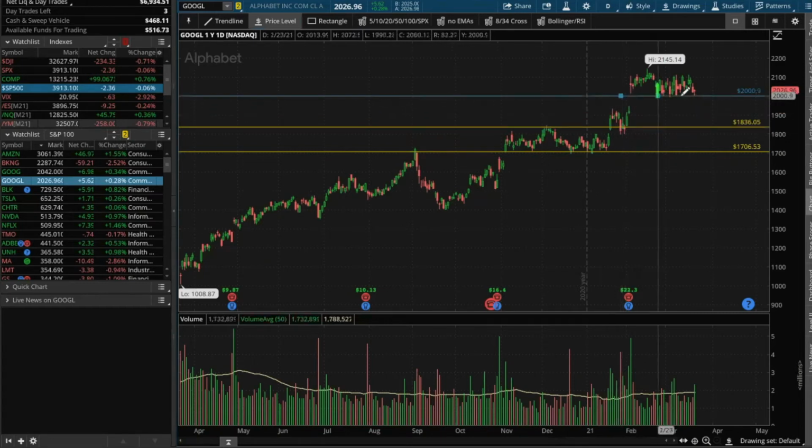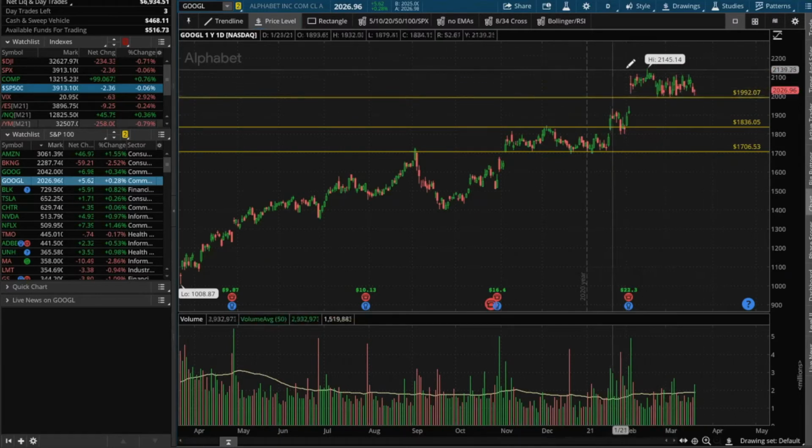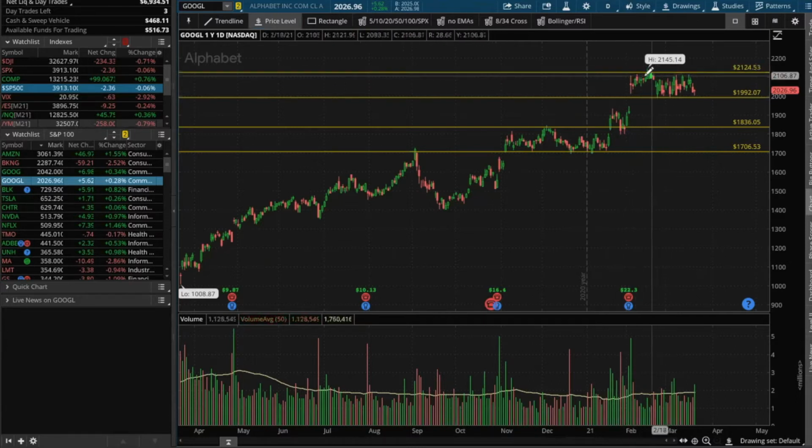And now it looks like Google has some support at this line. Of course, the most recent high is your resistance, but we can look at this whole area of three days right here, 1, 2, 3, as an area of resistance, not even considering the wick that's there. So there's some quick lines on that.